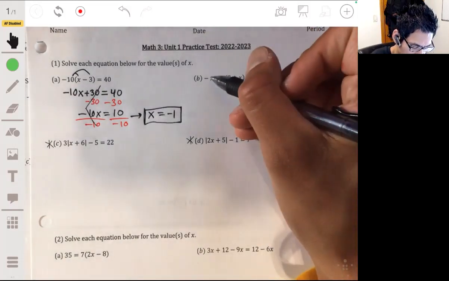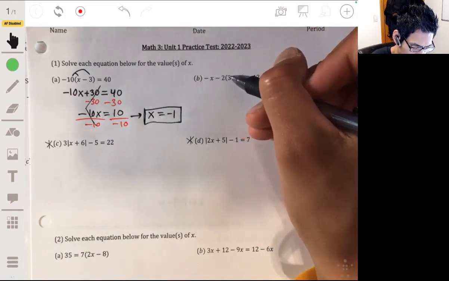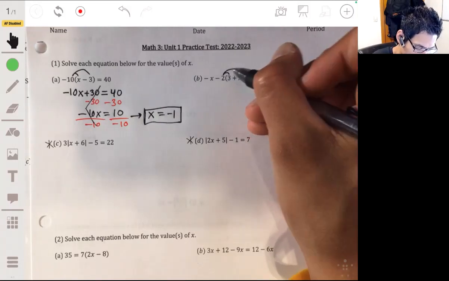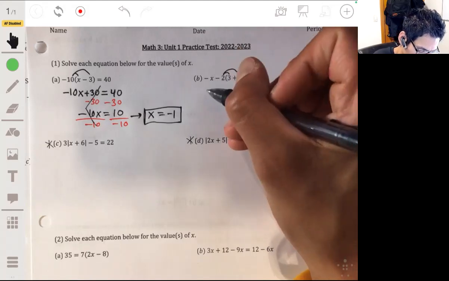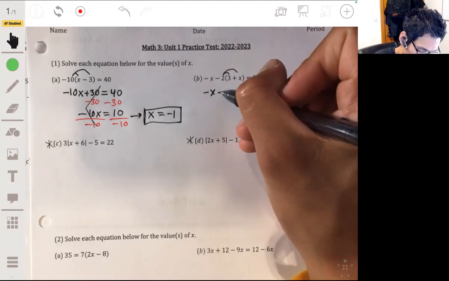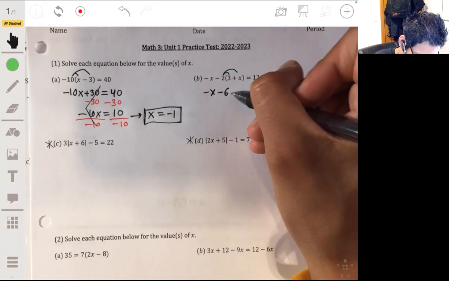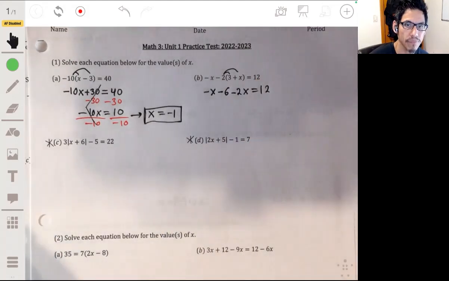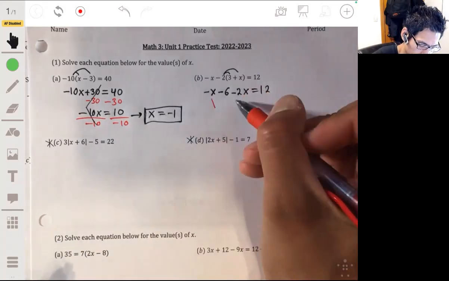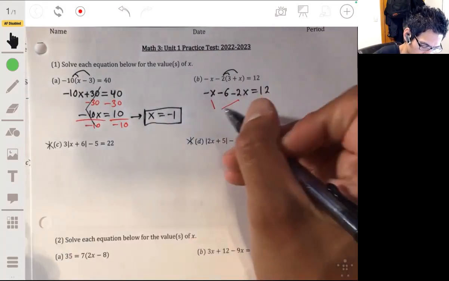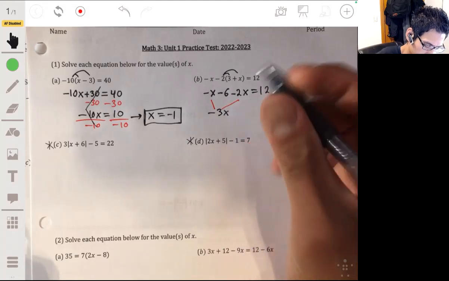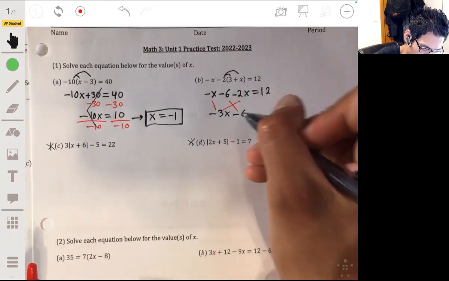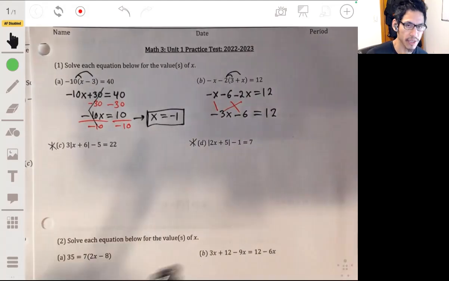All right, the next one, we have -x minus 2 times the quantity of 3 plus x equals 12. We're going to need to distribute that -2 to both the 3 and x. So we'll have -x minus 6 minus 2x equals 12. Let's combine the -x and -2x to get -3x. We'll drop the -6, making that equal to 12.